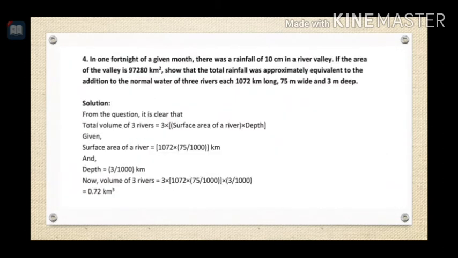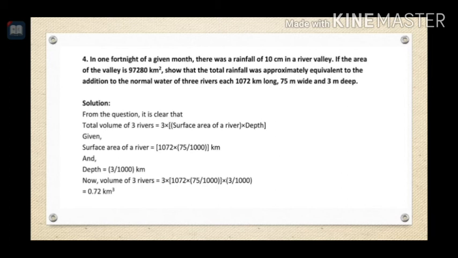Now we'll discuss question number 4. In one fortnight of a given month, there was a rainfall of 10 cm in a river valley. If the area of the valley is 97280 km square, show that total rainfall was approximately equivalent to the addition of normal water of 3 rivers, each 1072 km long, 75 meter wide and 3 meter deep.